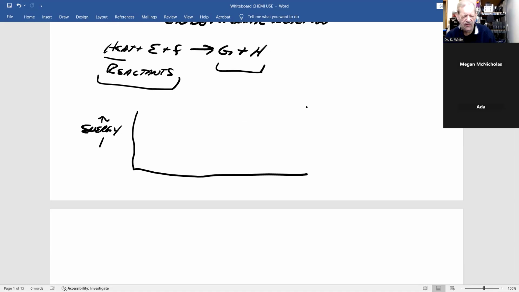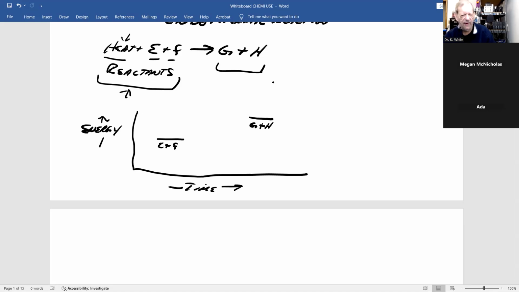On the y-axis, we still have energy. On the x-axis, we have time. E and F have a certain amount of energy. Now, notice the total energy on this side is E, F, and heat. Therefore, G and H will have more energy than E and F, because G and H has all the energy of E and F plus this heat. So it's higher.